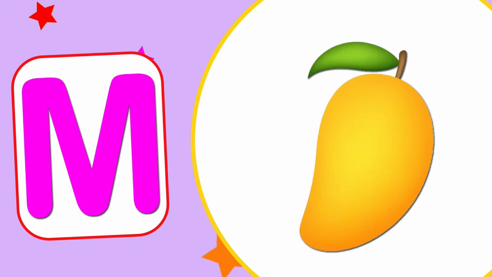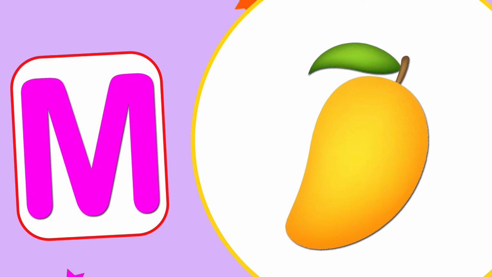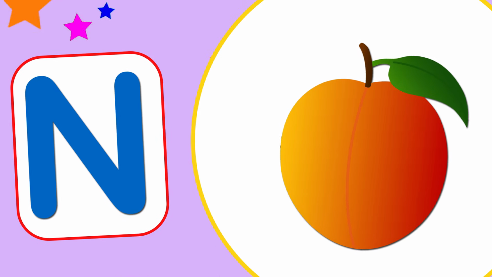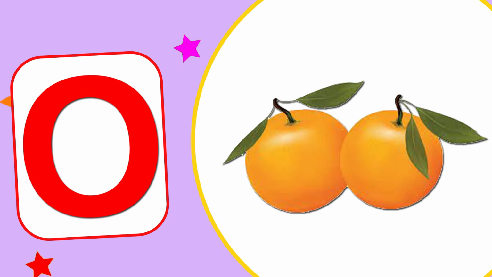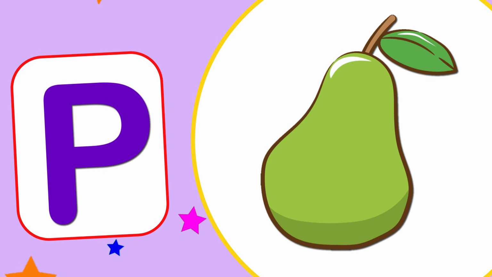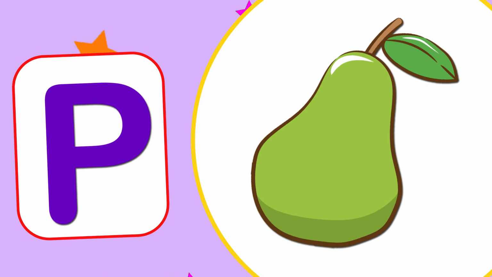M is for mango. M, m, mango. N is for nectarine fruit. N, n, nectarine fruit. O is for oranges. O, o, oranges. P is for pears. P, p, pears.